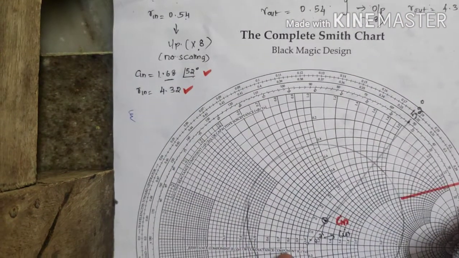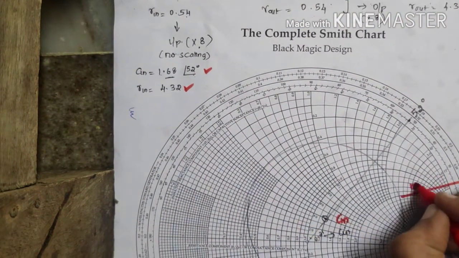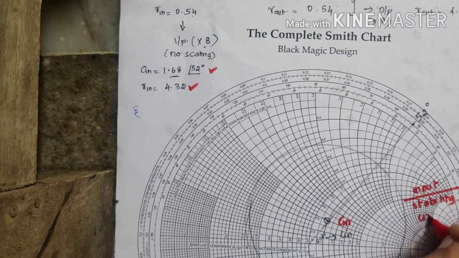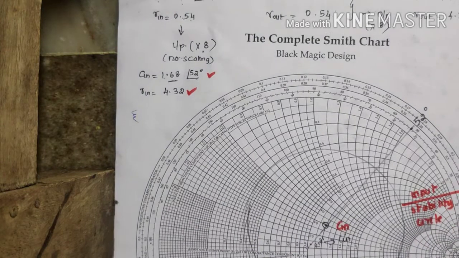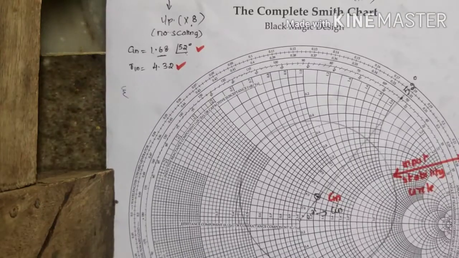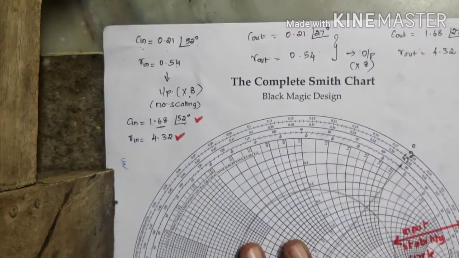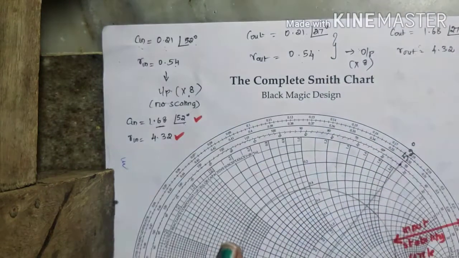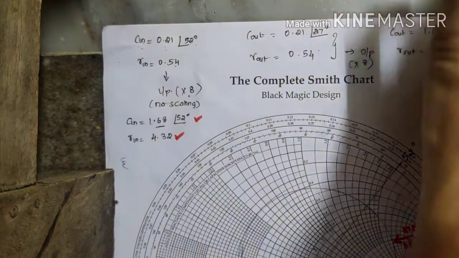So this represents the input stability circle, right? This one is your input stability circle. Now draw the output stability circle in a similar way. See what is C out. So it is 1.68. The angle is 27 degree. So mark 27 degree angle.